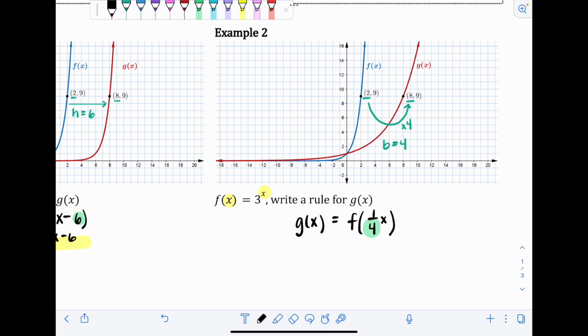And now when I write my final function, it'll be g of x equals, I have 3 to the x power, but instead of just 3 to the x, it's going to be this whole thing that goes into my input. So it'd be 3 raised to the 1/4 x. So g of x equals 3 raised to the 1/4 x.